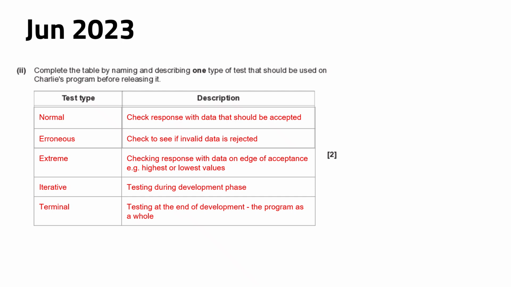You could also carry out 2 other types of testing. One done during the development phase, so as you're producing or developing a unit of your program, you can carry out tests as you run that. Or you can carry out terminal testing, which is done at the end of development. This tests your program as a whole.